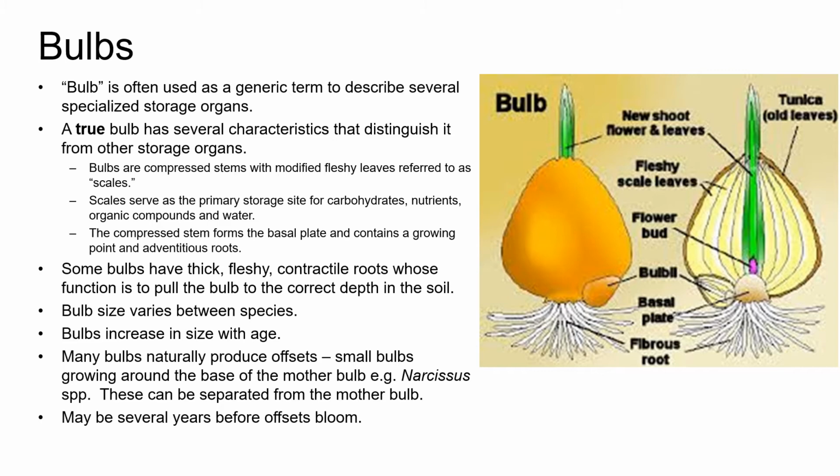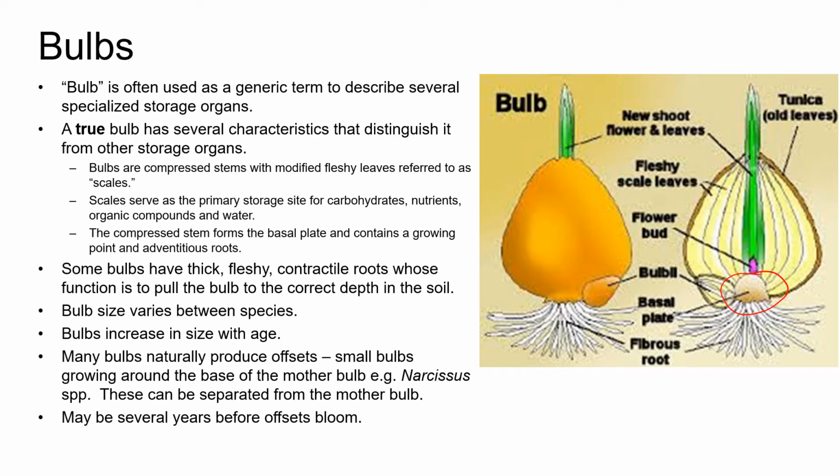Bulbs are compressed stems with modified fleshy leaves referred to as scales. The scales serve as the primary storage site for carbohydrates, nutrients, organic compounds, and water. The compressed stem forms a basal plate at the bottom of the bulb, right here. And this contains a growing point and adventitious roots. The scales are attached to the basal plate, as you can see in the diagram.